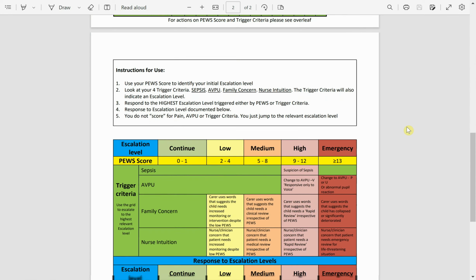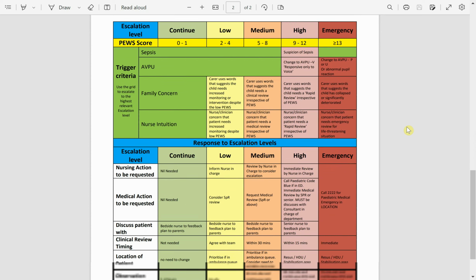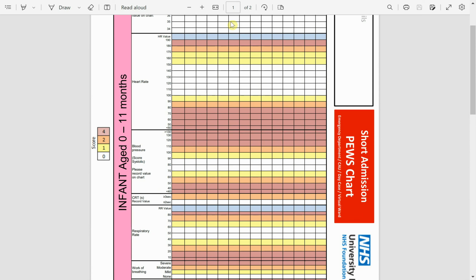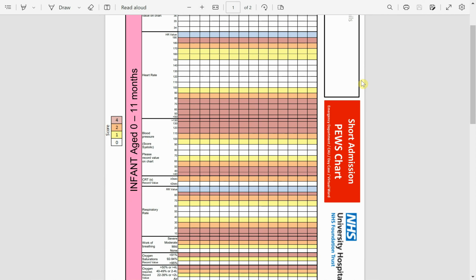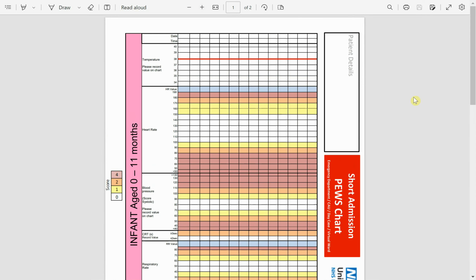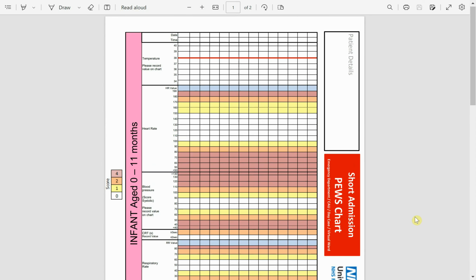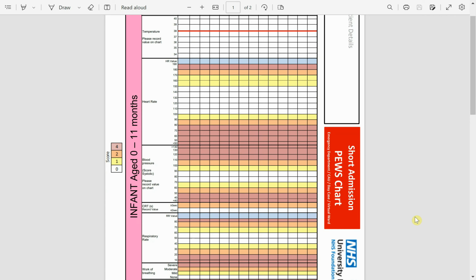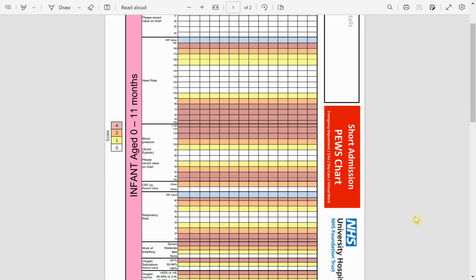Let's have a look at a patient aged between 0 to 11 months. So our patient is 10 months old. We're going to have a look at how we plot their observations onto the chart. These charts are used to help us identify when our patient is deteriorating and how sick they are. So firstly, let's have a look at plotting the temperature.